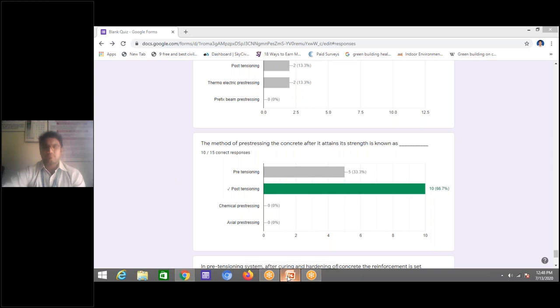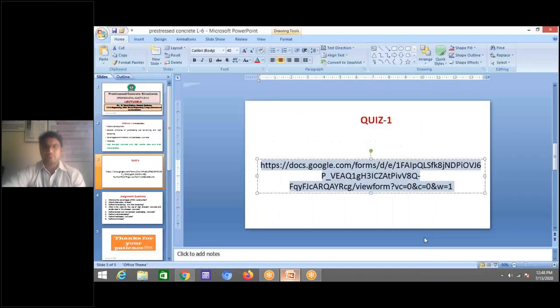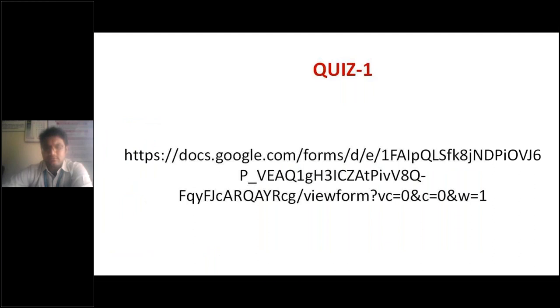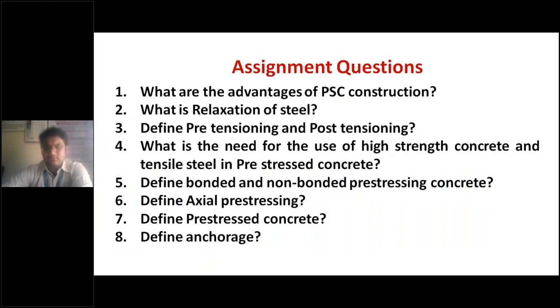Okay. So let's go back to the presentation and let me show you the assignment questions for the first module. Okay. Please try to note down these questions. So these are the assignment questions from the first module. The first one, what are the advantages of prestressed concrete construction? And second one, what is the relaxation of steel? Okay. Third one, define pre-tensioning and post-tensioning. So you can define that in terms of devices, in terms of stages of doing, in terms of systems, and all other aspects.